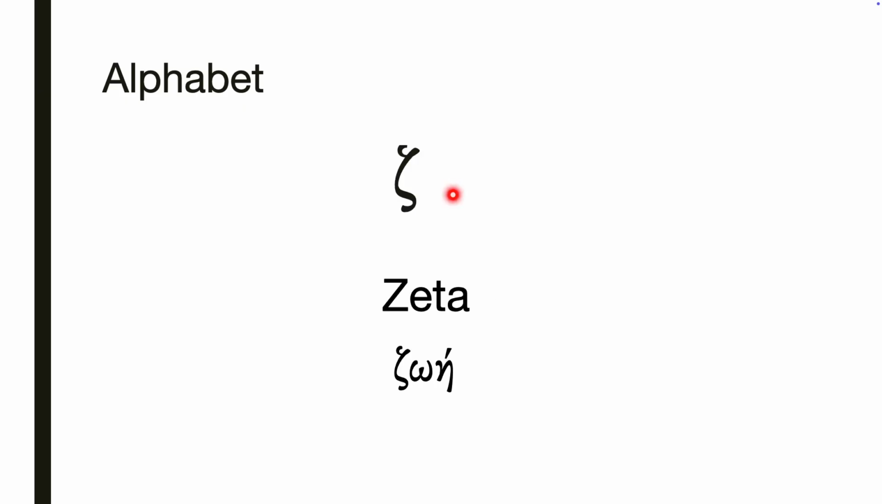Zeta makes a z sound, as in zoe. Eta makes an e sound, as in ede.